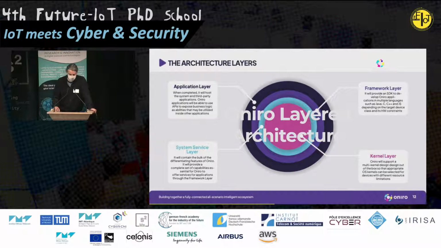So here is the promise of this Oniro project. It's a multi-layered architecture. The core is the kernel. Then we have a system services layer, where there are some specific Oniro features for cooperation and communication between devices. And then we have a framework layer for people to create SDKs to create applications. It can be native or use some scripting. And then you can host several applications.